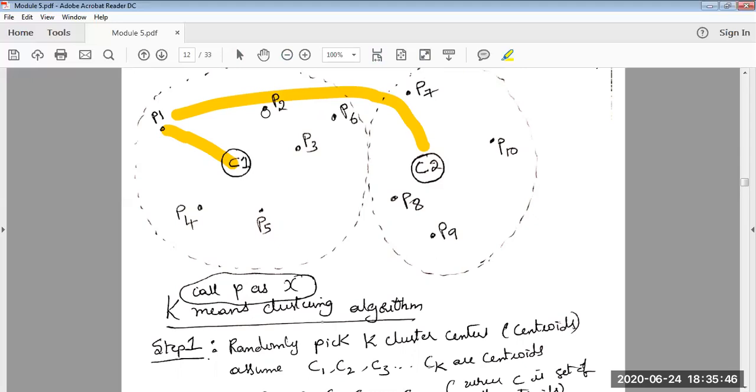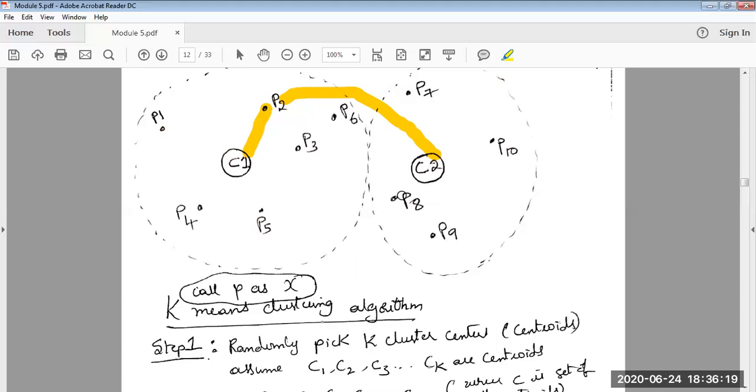Similarly, the algorithm will take point P2. It will measure the distance between P2 and C1, and P2 and C2. The same thing repeats. To whichever centroid the point P2 is closer, the point will be moved to that specific cluster. In my example, you can see P2 is closer to C1, so it will remain in cluster A.